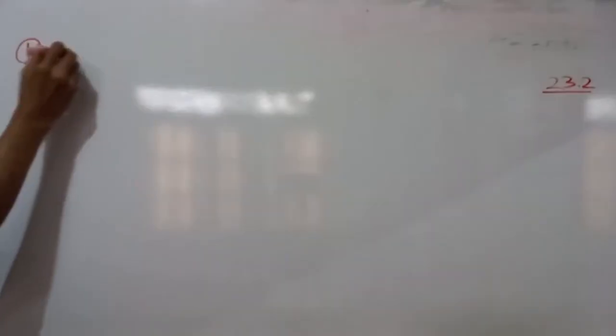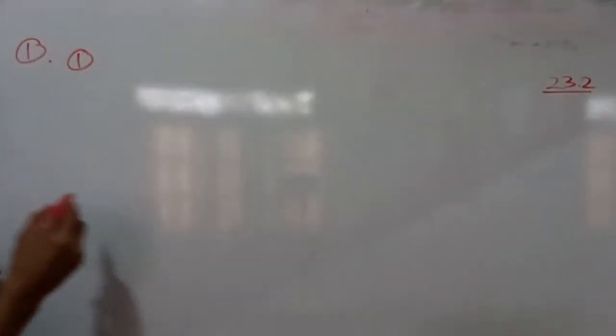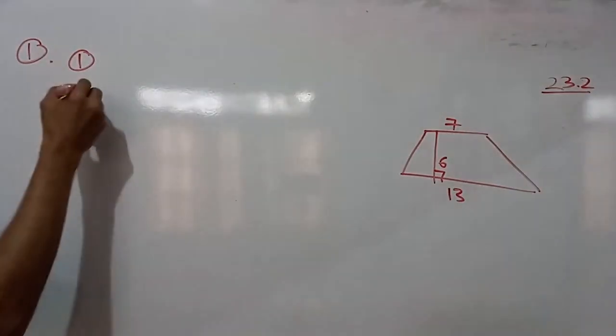23.2. Question number 1, part 1. Find the area of each of the trapeziums given below. Okay, so the first one, all lengths are in centimeters. Okay, so what is the area?